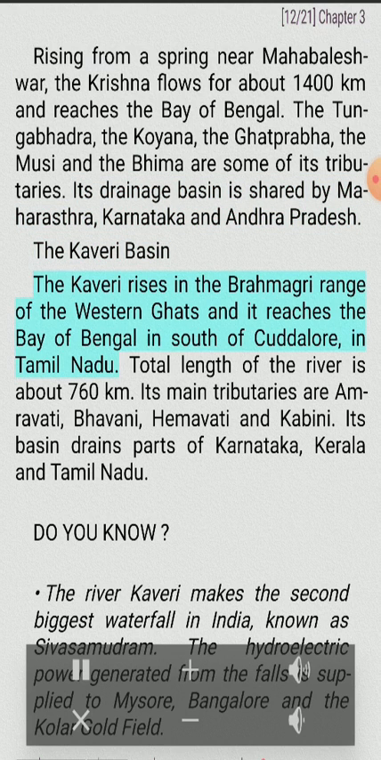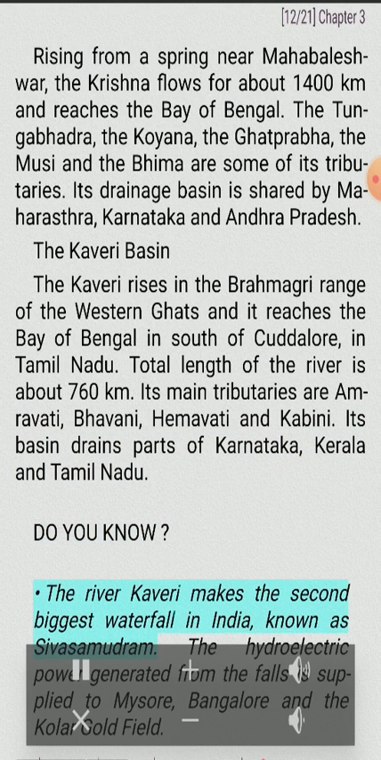The Kaveri Basin. The Kaveri rises in the Brahmagiri range of the Western Ghats and it reaches the Bay of Bengal south of Cuddalore, in Tamil Nadu. Total length of the river is about 760 kilometers. Its main tributaries are Amravati, Bhavani, Hemavati and Kabini. Its basin drains parts of Karnataka, Kerala and Tamil Nadu.